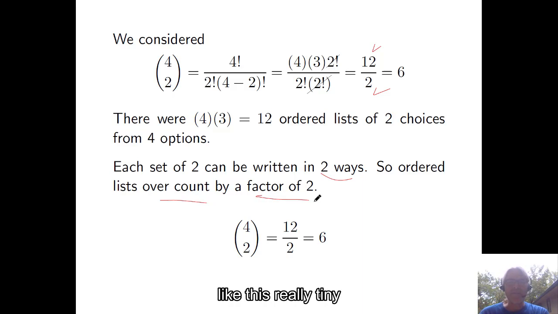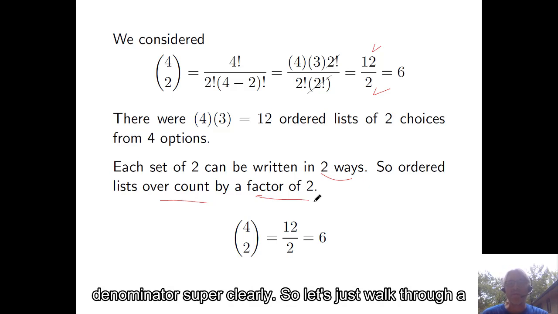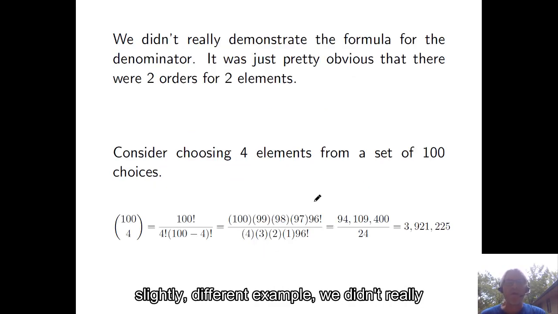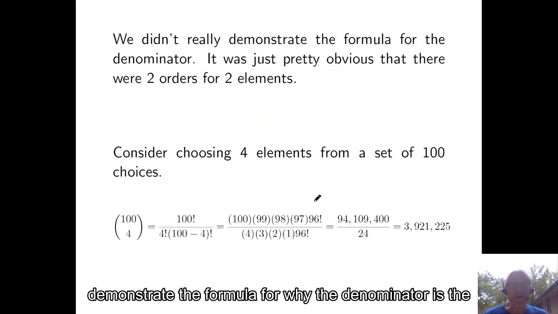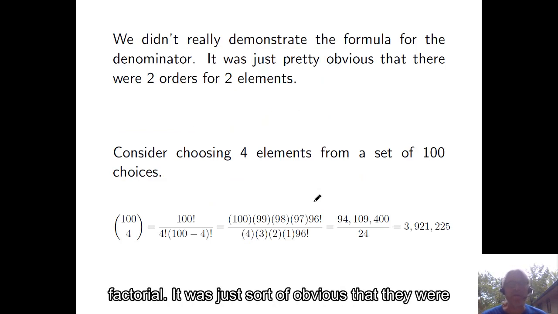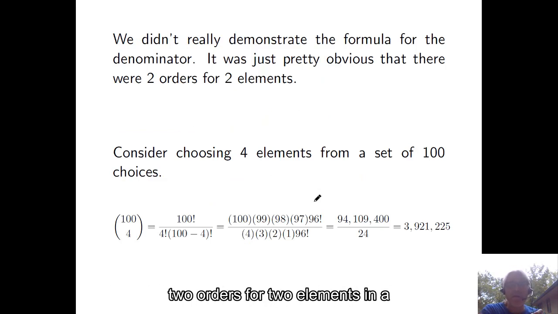I feel like this really tiny example of 4 choose 2 doesn't really demonstrate the denominator super clearly. So let's just walk through a slightly different example. We didn't really demonstrate the formula for why the denominator is a factorial. It was just sort of obvious that there were 2 orders for 2 elements in the list.